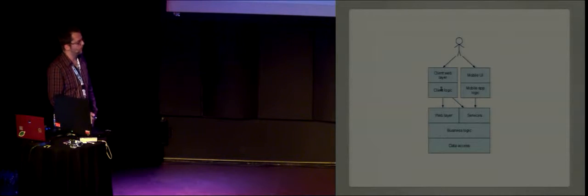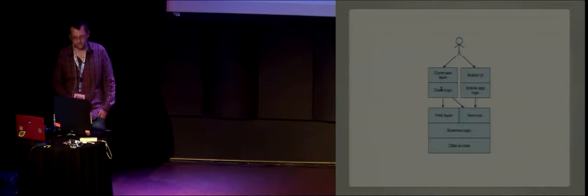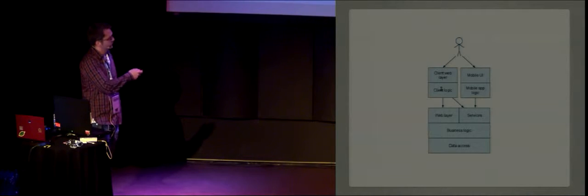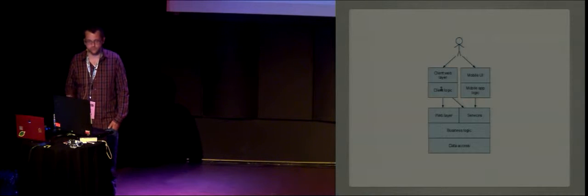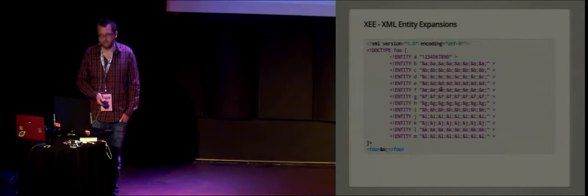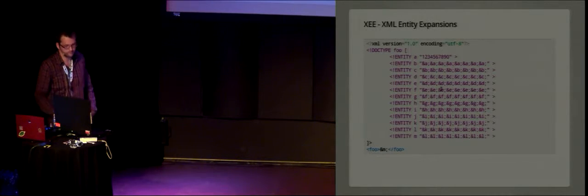If we have a web app that looks more like this, where we also have a mobile UI, which is actually a mobile application, we might have some services here that not only give us back JSON, but might also support sending back and forth XML. And there are a couple of things that you can do here. I'm using an entity called M, and the entity M is defined here as LLLLLL, and the entity L is defined as KKKKK, etc., all the way up to the top where it says 1, 2, 3, 4, 5, 6, 7, 8, 9, 0.